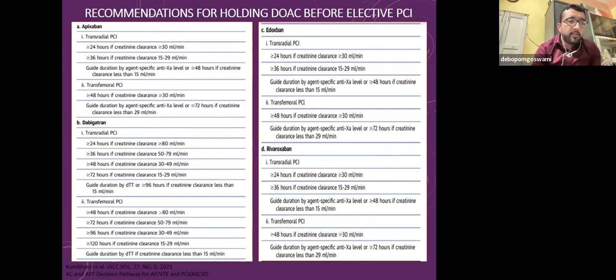Similarly, for dabigatran, it's 24 hours if the creatinine clearance is normal, and 36, 48, and 72 hours if the creatinine clearance is 50 or less than 80, 30 to 49, and 15 to 29. And similarly, this table shows all the recommendations for the time duration when we have to hold the direct acting oral anticoagulants before the PCI.